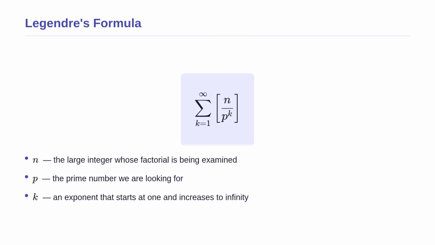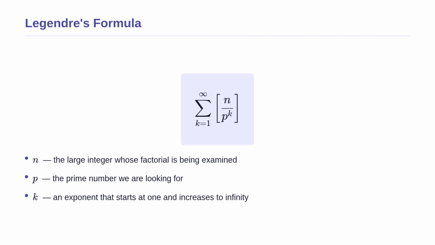Let us understand where this formula comes from conceptually. Think about the numbers from 1 to n. Some are multiples of our prime p, contributing one factor. Some are multiples of p squared, contributing a second factor, and so on. The formula adds all these extra factors together.